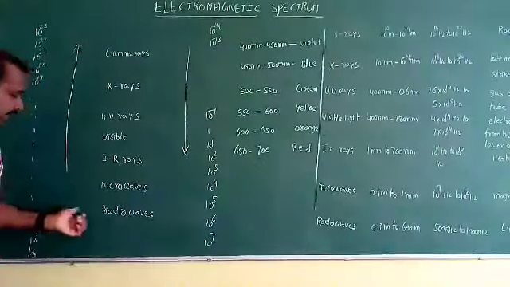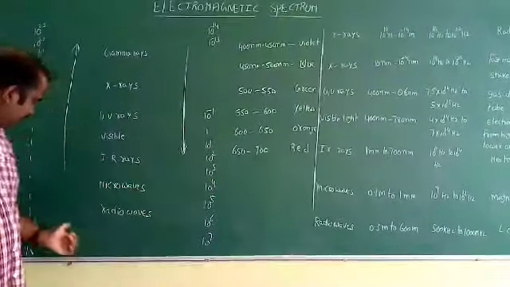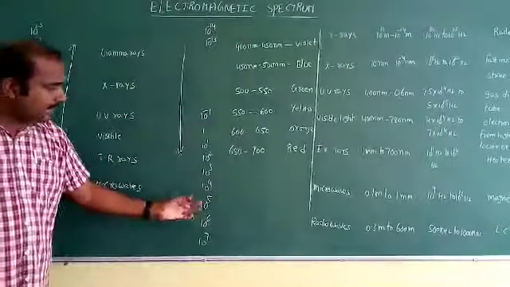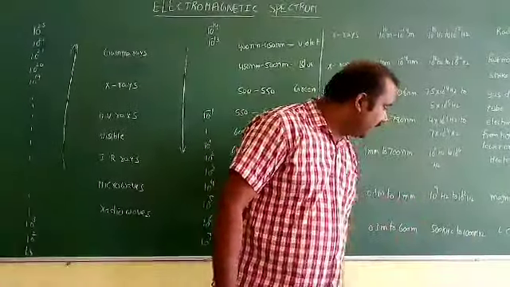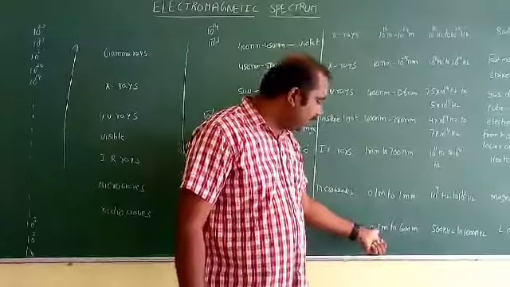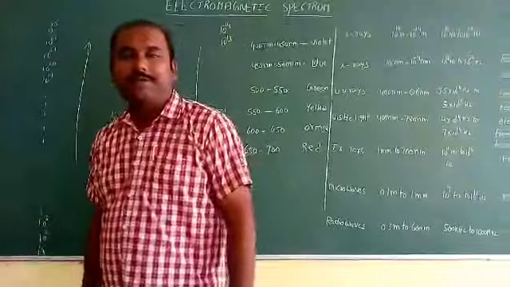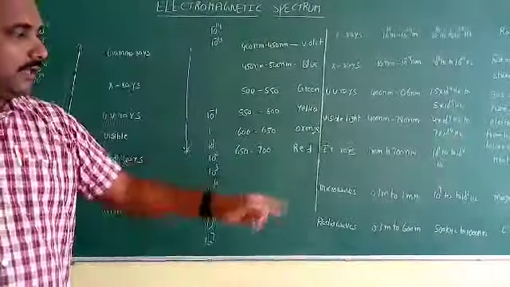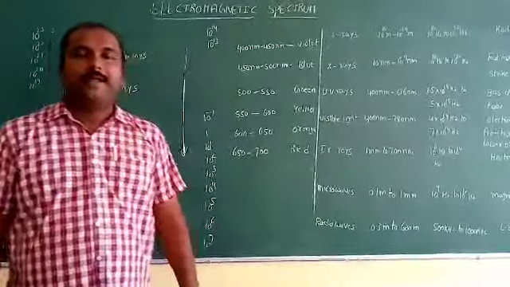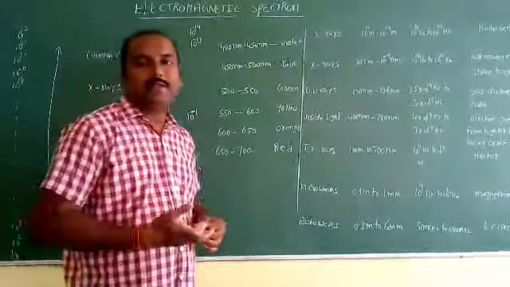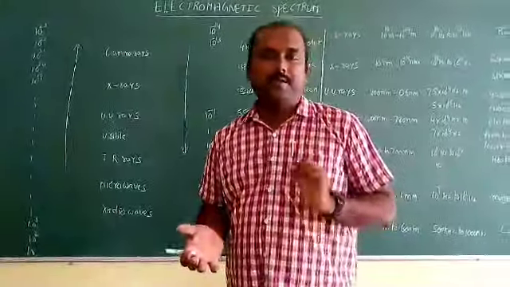And the last category is radio waves. Radio waves have the lowest frequency and highest wavelength. Its frequency range is 500 kHz to 1000 MHz, and its wavelength range is 0.3 meters to 600 meters. These radio waves are produced by using an LC circuit. LC circuit means an inductor and capacitor circuit, and it was also discovered by Marconi. The uses of radio waves are in radio and TV communication systems.